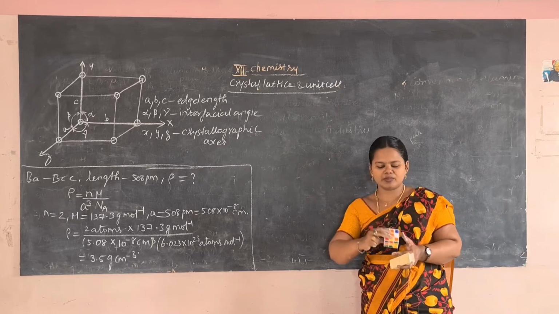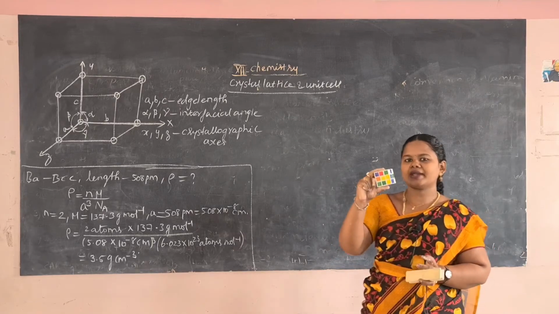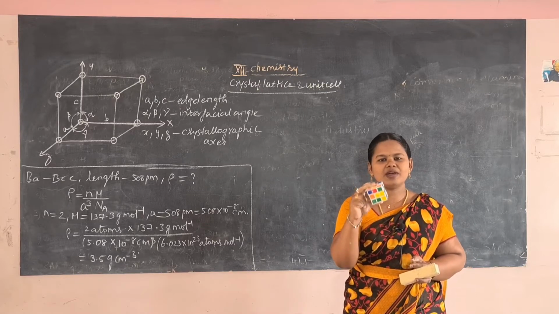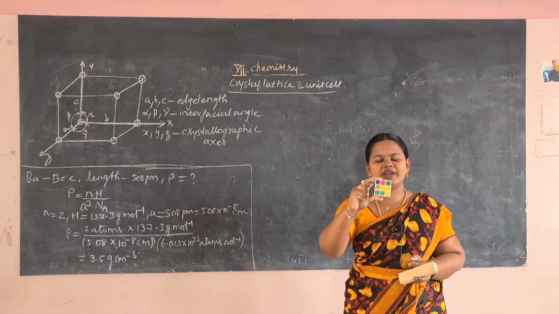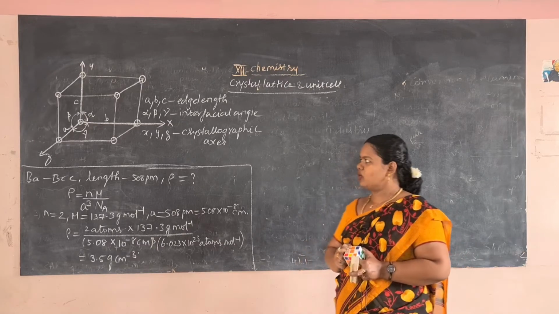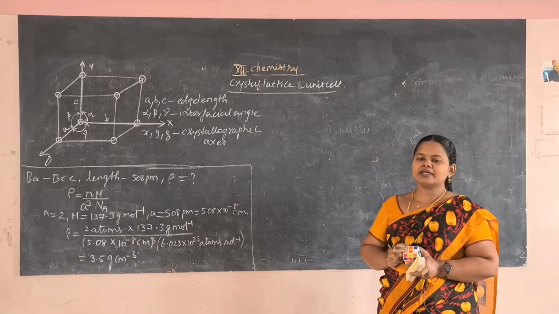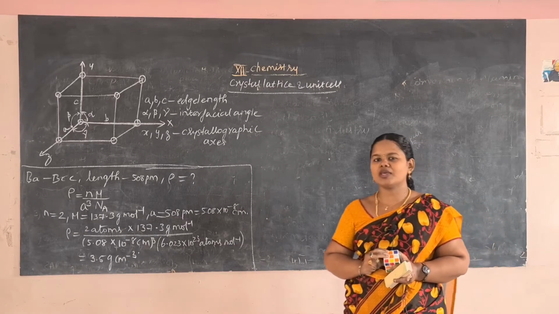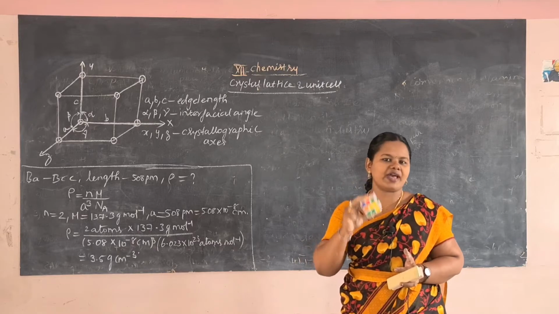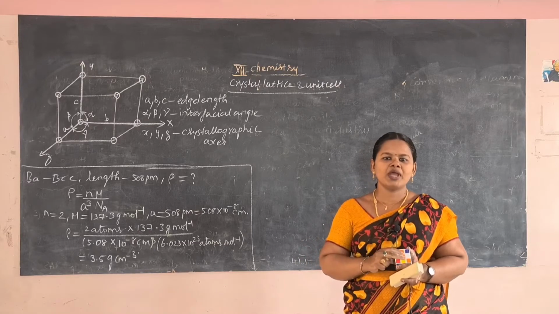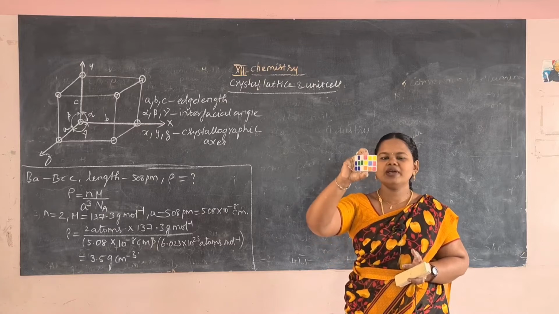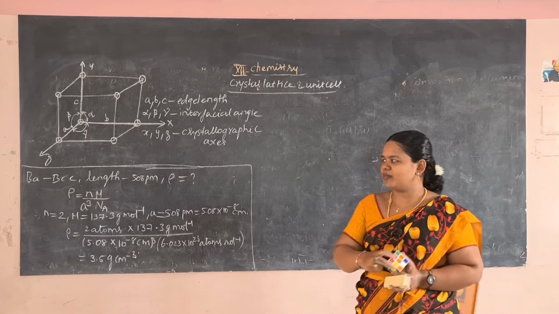This cube is a cubic close packed crystal. For example, our NaCl, sodium chloride, is a cubic close packed crystal. Now we know that in a crystalline solid the atoms, ions or molecules are arranged in an orderly way, with a definite orientation, in a three-dimensional pattern. You can look at the three-dimensional pattern.